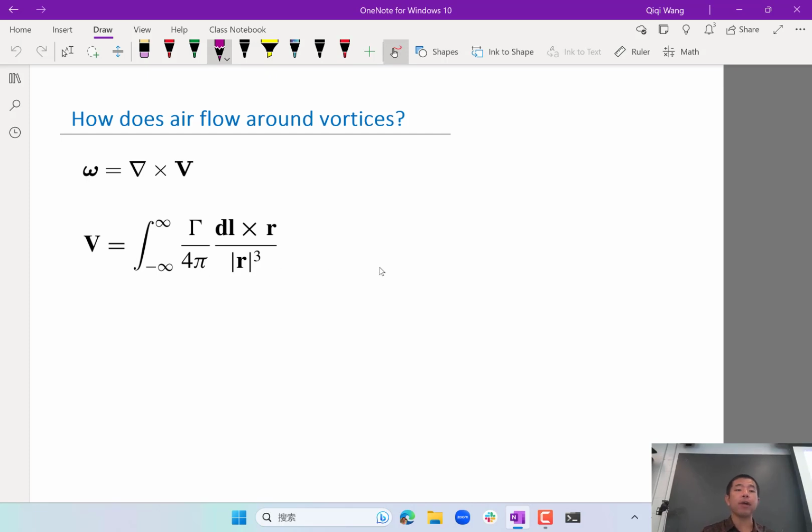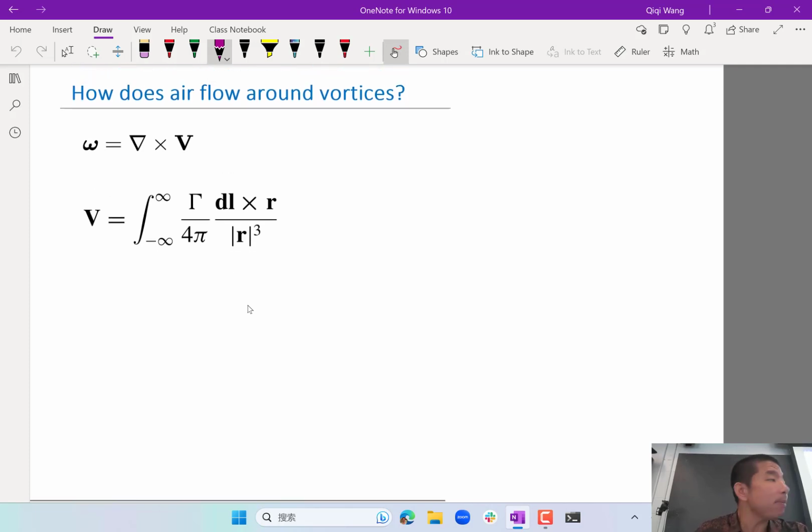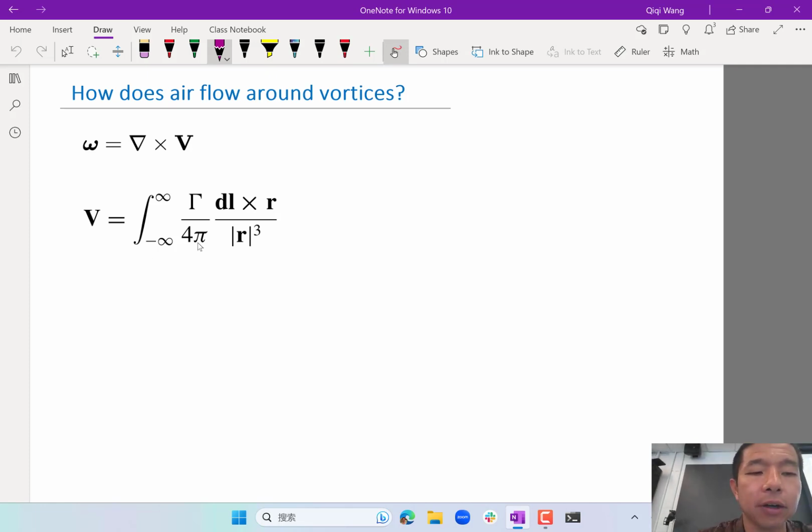But first of all, we are going to focus on how air flows around the vortices, right? So again, we'll use this seemingly complicated relationship that describes what is the velocity field around a single vortex. And basically, this is assuming incompressible. So basically, also this is assuming the divergence of velocity is equal to 0, right? In this context, how is the velocity field behaving around a vortex?